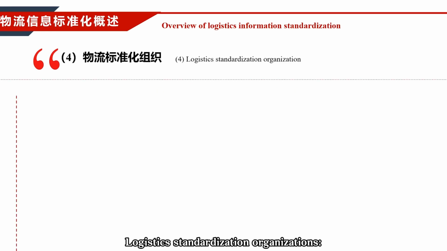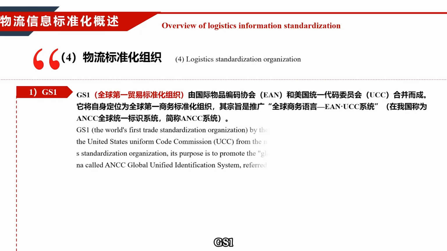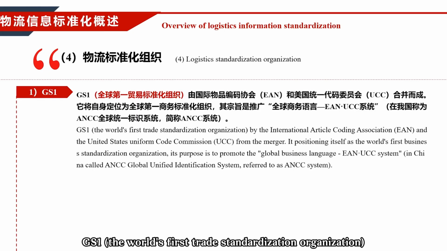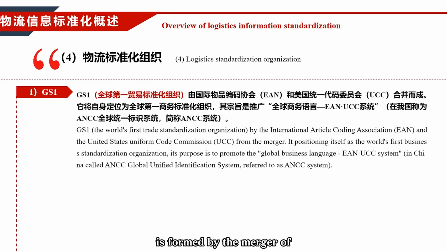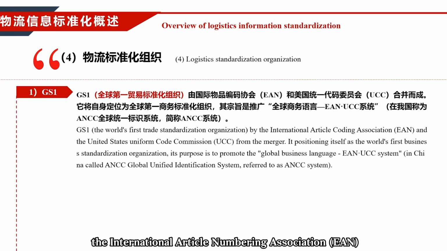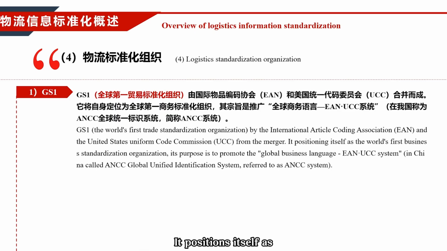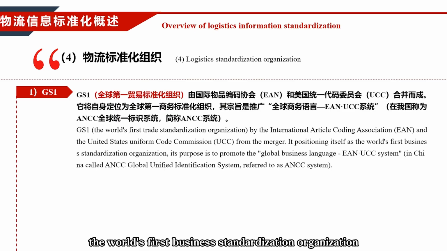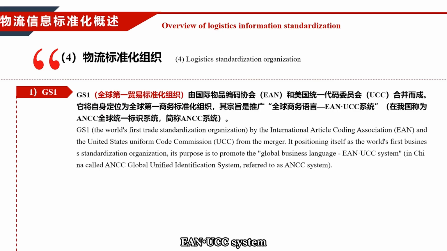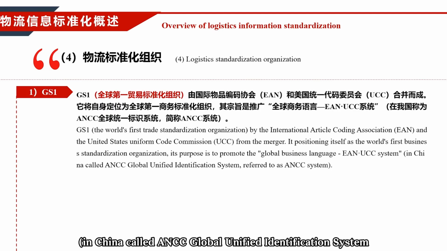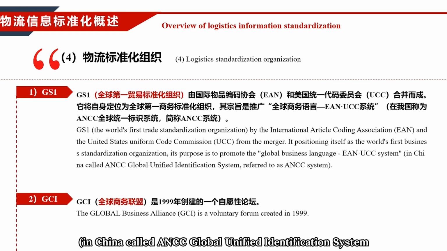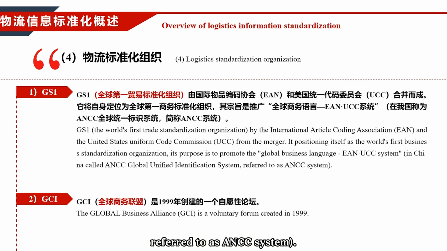4. Logistics Standardization Organizations. GS1. The world's first trade standardization organization, is formed by the merger of the International Article Numbering Association (EAN) and the Uniform Code Council (UCC) of the United States. It positions itself as the world's first business standardization organization, and its purpose is to promote the global business language (EAN-UCC) system, in China called ANCC. Global Unified Identification System, referred to as ANCC system.